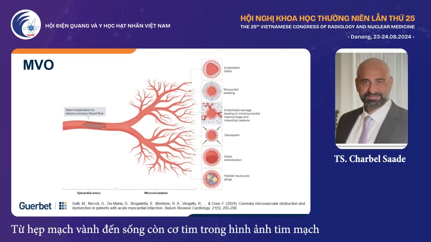And if we go deeper to microvascular obstruction, usually when this occurs, whether we do or don't have an obstruction, here you could have endothelial blebs, you can have myocardial swelling, you have endothelial damage leading to intramyocardial hemorrhage and interstitial edema. You can also have vasospasm, distal embolization, or platelet leukocyte plugs.